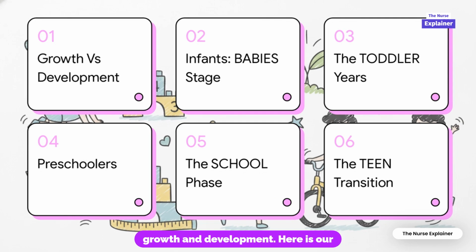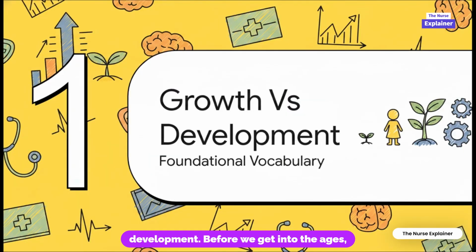Here is our syllabus for the session. 1. Growth versus development. 2. Infants and the baby stage. 3. Navigating the toddler years. 4. Preschoolers. 5. The school phase. And 6. The teen transition. Let's jump right in. Section 1, Growth versus Development.